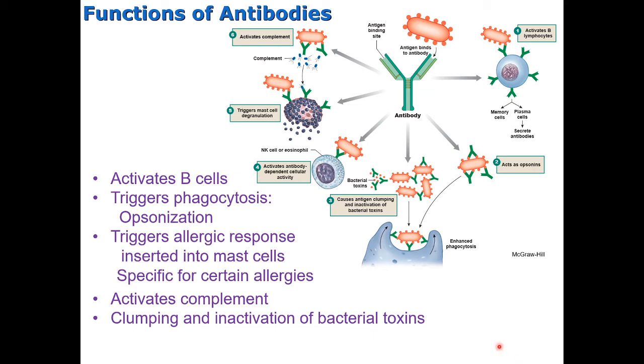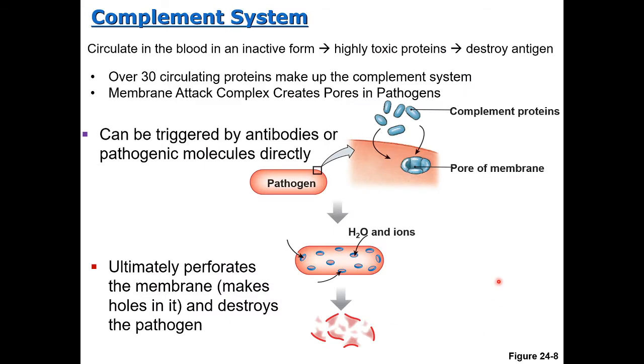Antibodies can also activate complement, and they can help take care of bacterial toxins by inactivating them or causing clumping. The complement system is part of the immune response, and it's triggered either by pathogens directly or by the antibodies. Ultimately, complement functions by perforating the cell membrane to make the pathogen easier for our immune system to destroy.